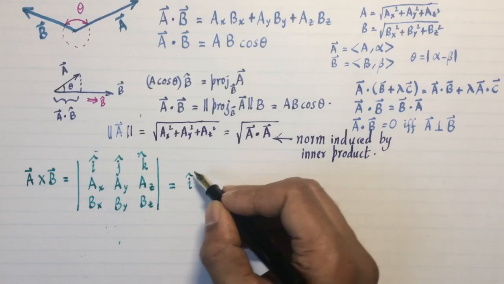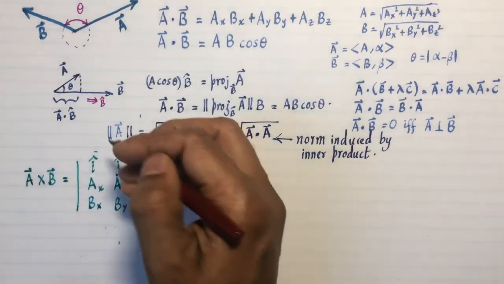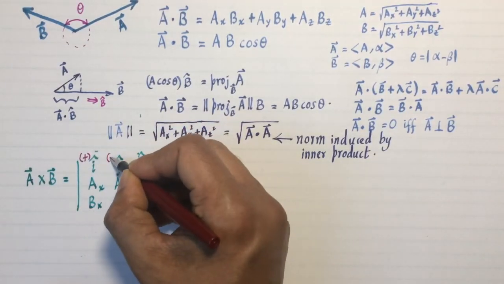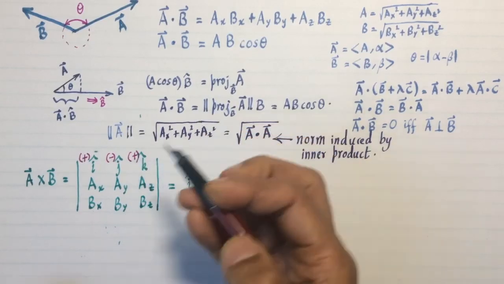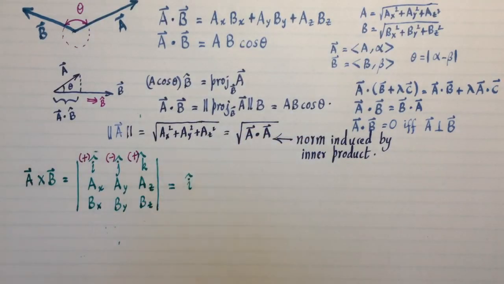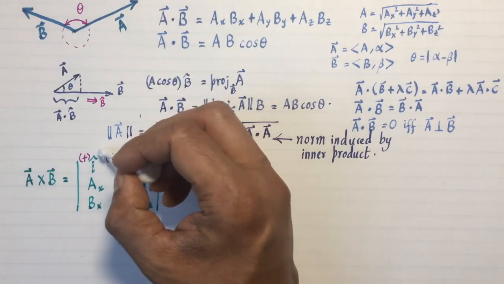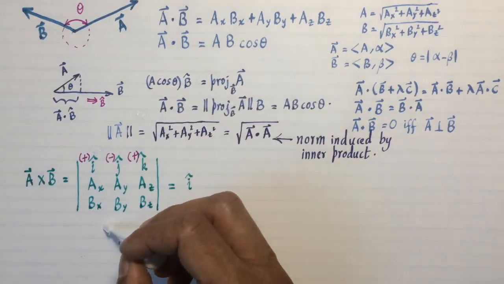It's going to be I hat. Remember the assignment of signs. This gets a plus sign, that gets a minus sign, and that gets a plus sign. To familiarize yourself with determinants, go back and look at one of the earlier videos I had on finding the determinants of a 3 by 3 matrix, and you'll see that I make these sign assignments there.